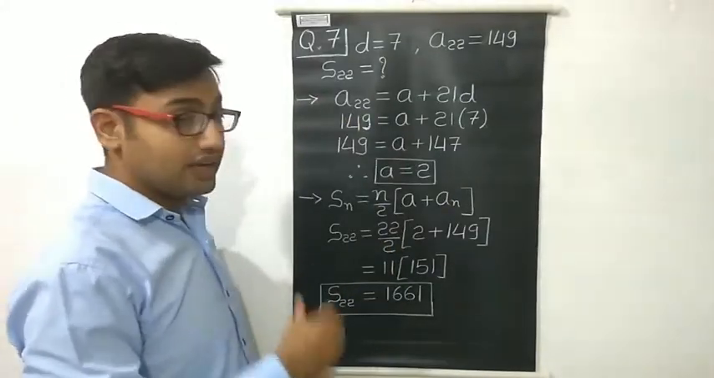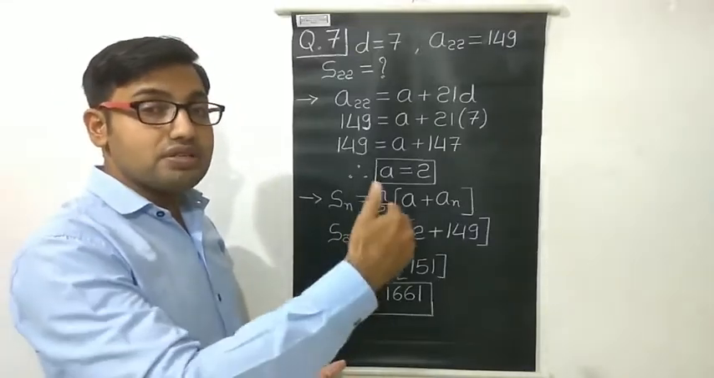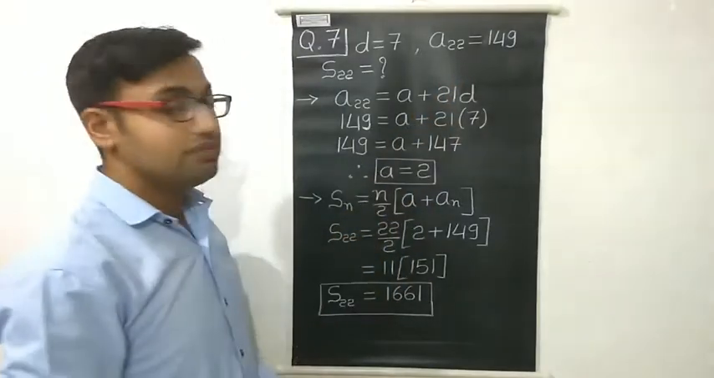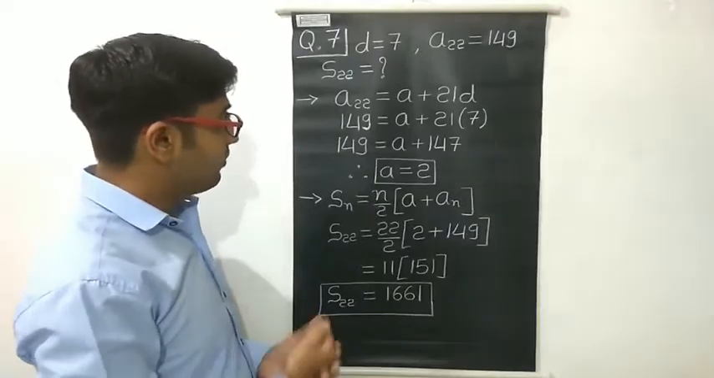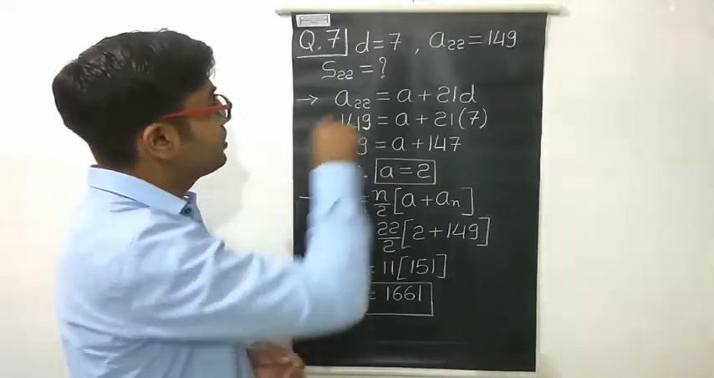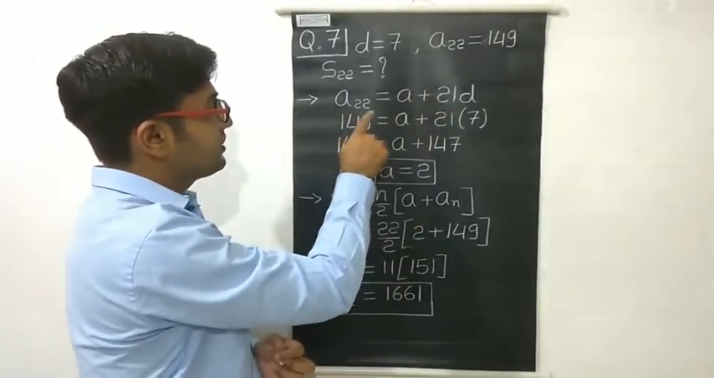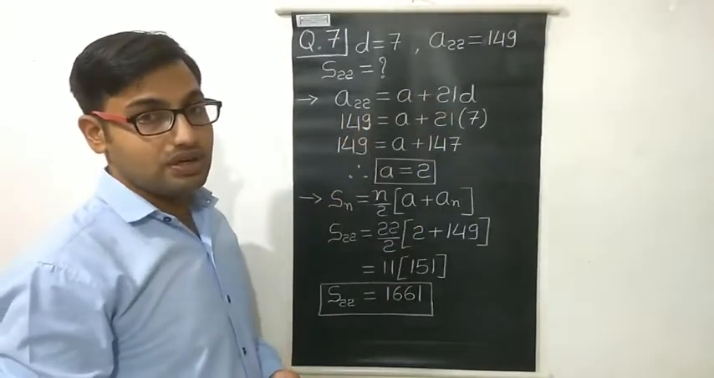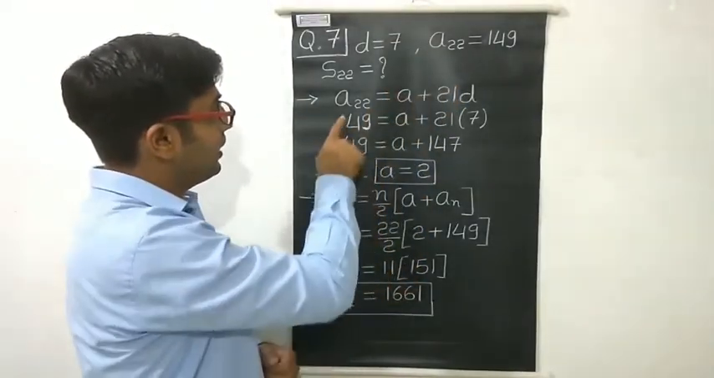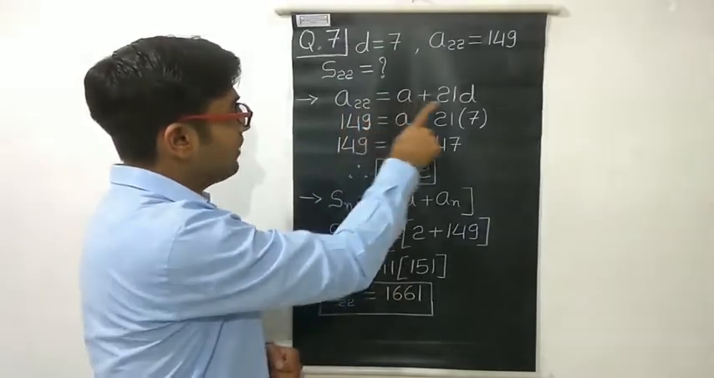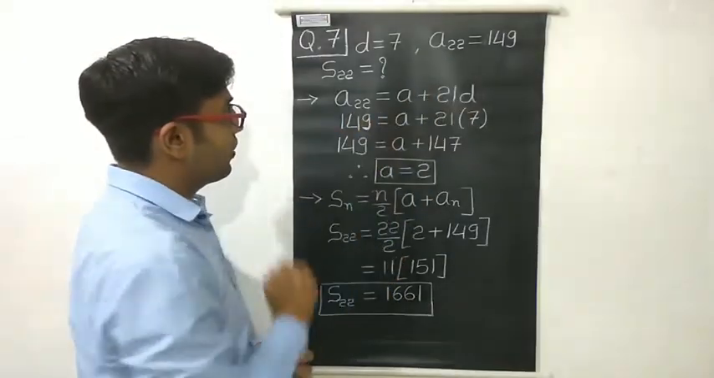Now here we can use one formula, Sn is equal to n by 2 (a plus an), because the value of the last term is here, but we do not have the value of the first term. So to get the value of the first term, we can use the formula an is equal to a plus (n minus 1) into d. According to that, for the 22nd term, we can write a22 is equal to a plus 21 into d. Now the value of a22 is 149.